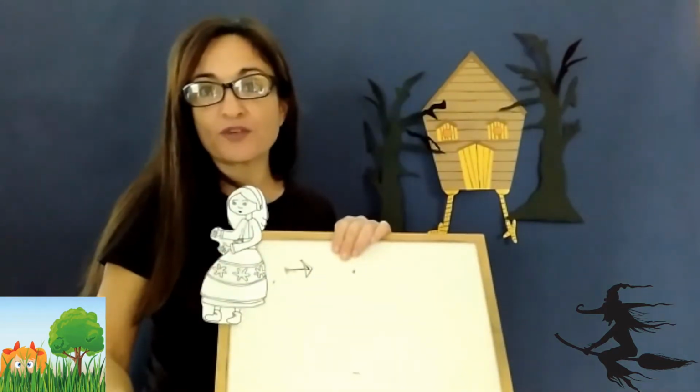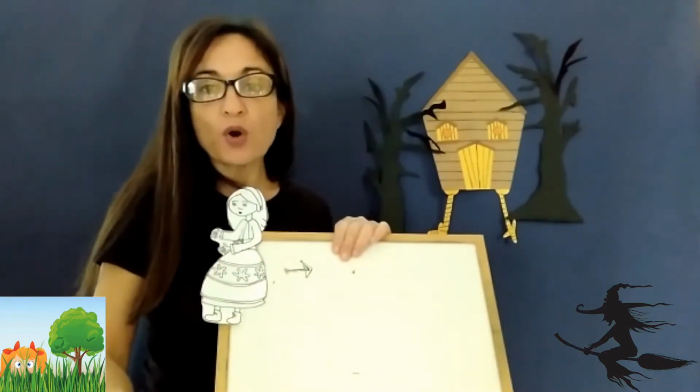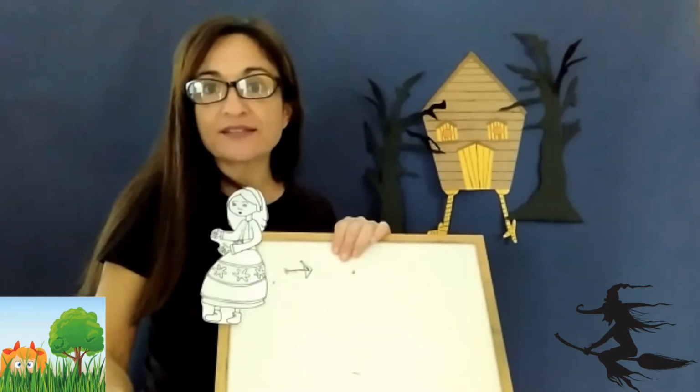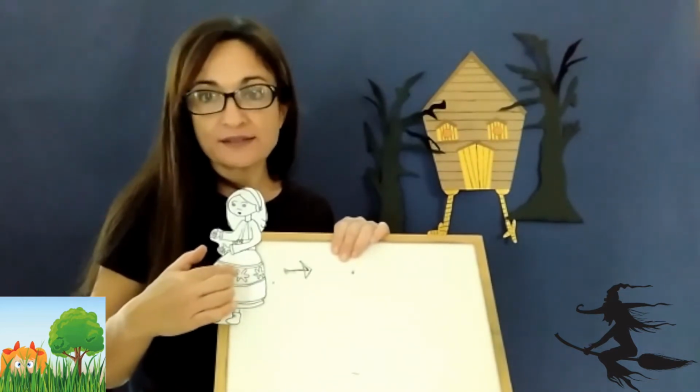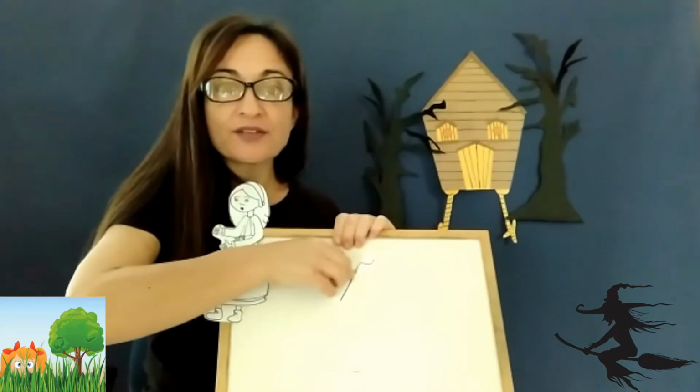Now we go to the next step of our story map. What did the character want? What did Tasha need? Tasha needed to find a needle and thread. Tasha had to find a needle and thread.